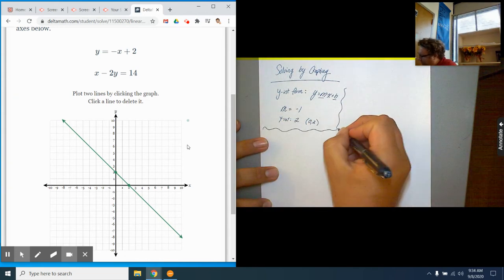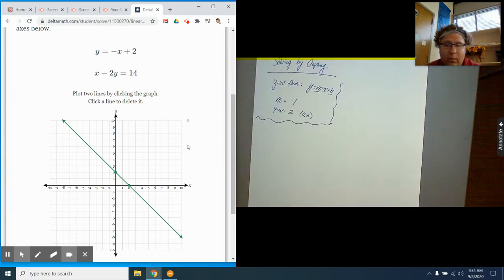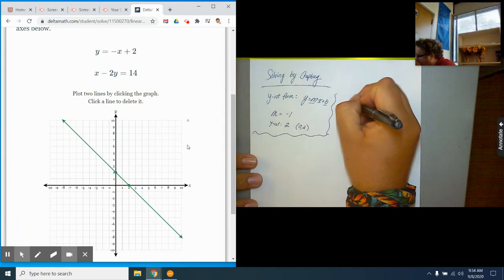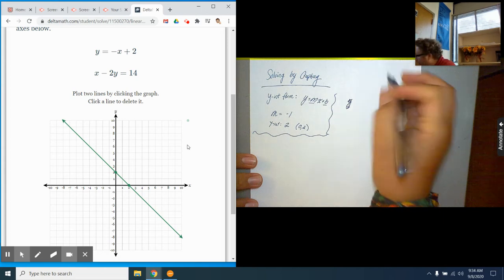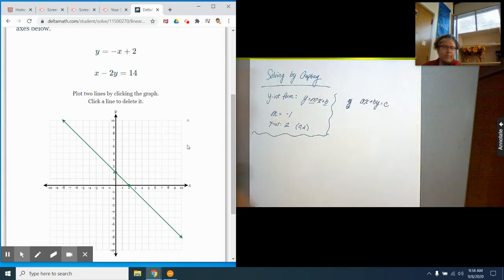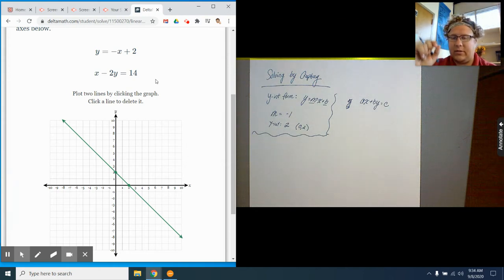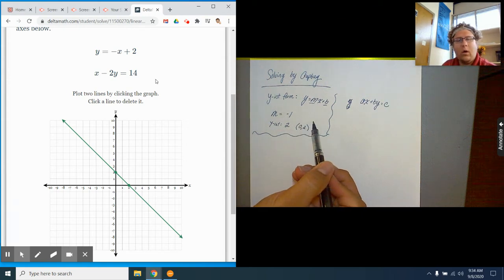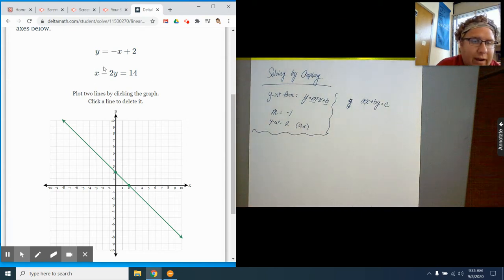The next form of a line is in standard form. So standard form says ax plus by equals c. So you can see here we have x minus 2y equals 14. You always have the option of putting that into slope-intercept form, like we did over here. So that would say we subtract x, then we divide by negative 2 for everything, and then we'd get y equals. There's another way you can do this.